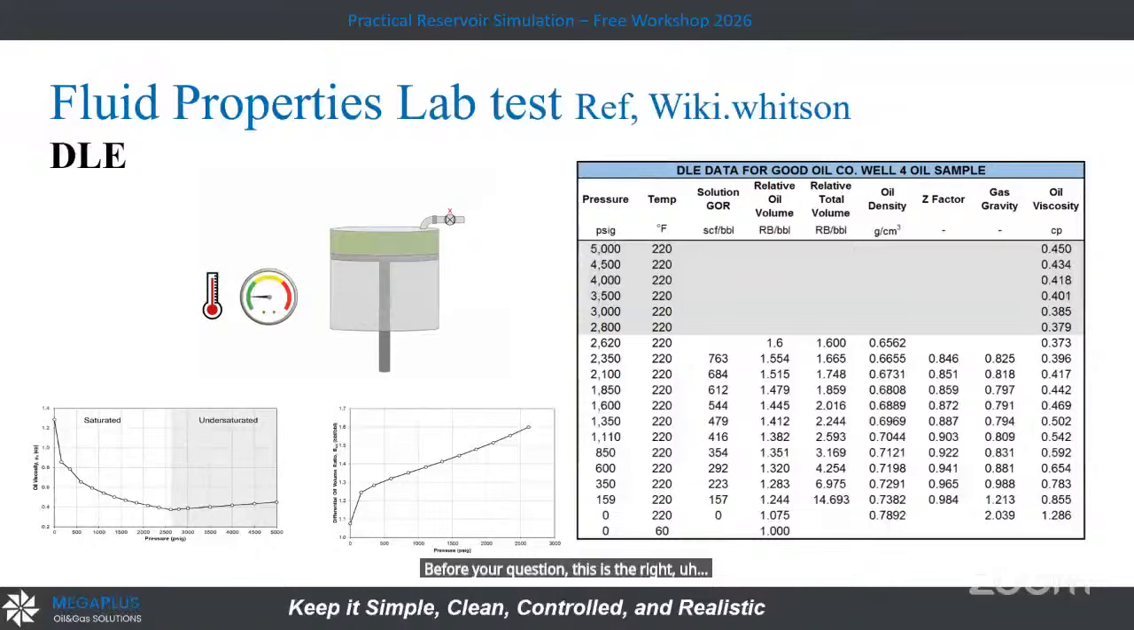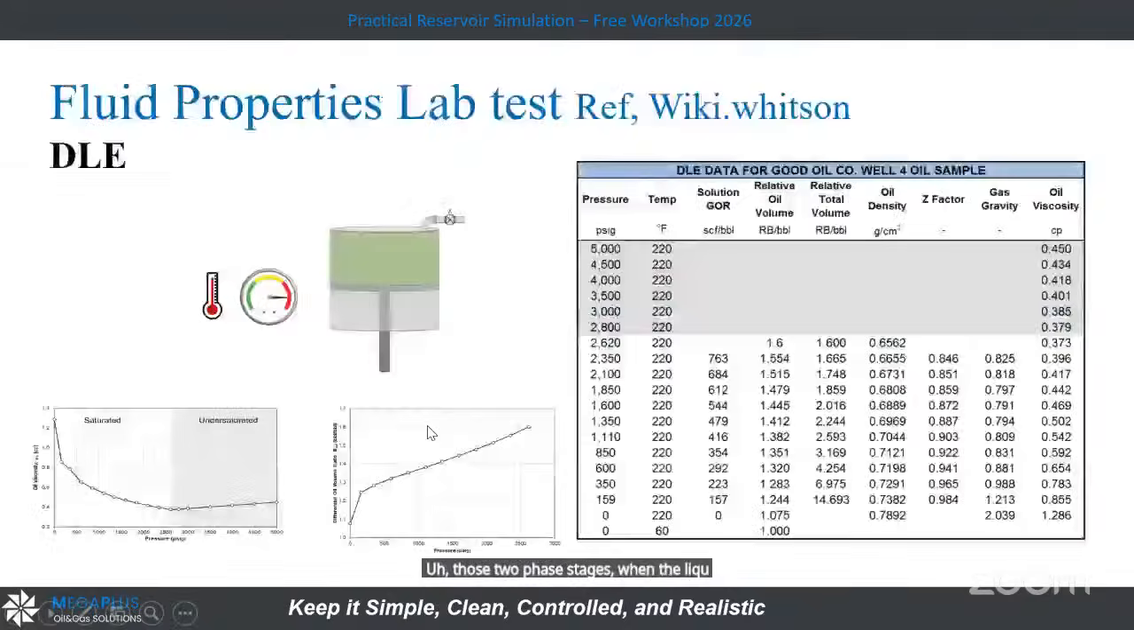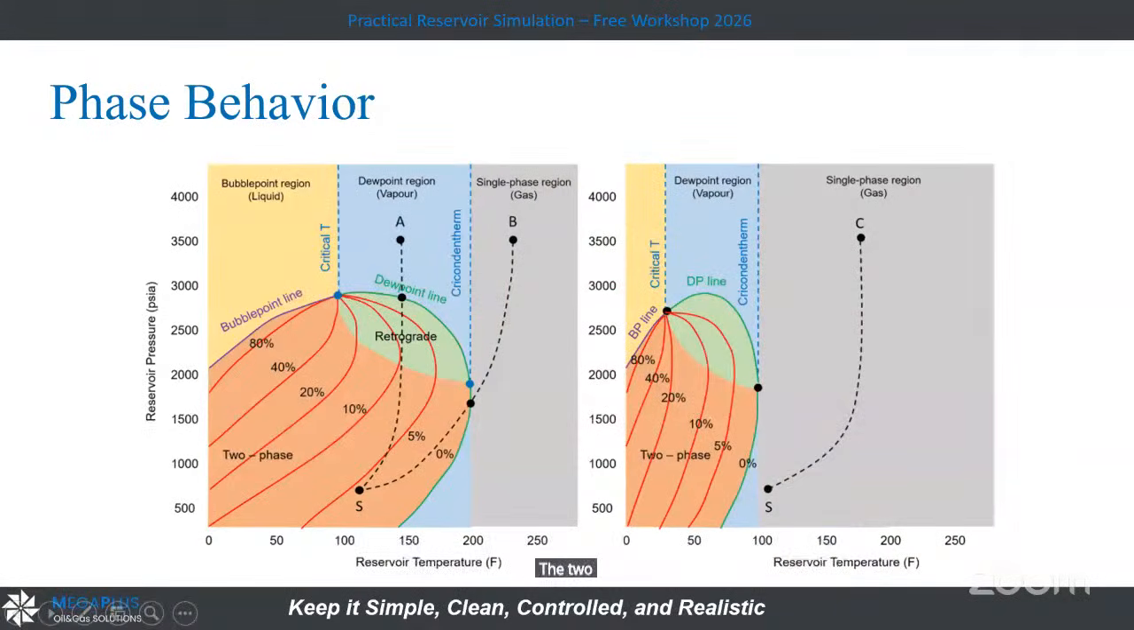please. Yeah, thank you very much. My question was regarding the two-phase status on those phase graphs. When the hydrocarbon is in that two-phase status, does it mean the two phases are mixed with each other, or are they separated? Or is it like an emulsion or something else? How is the status of this mixture when they are two phases, or two different liquids?